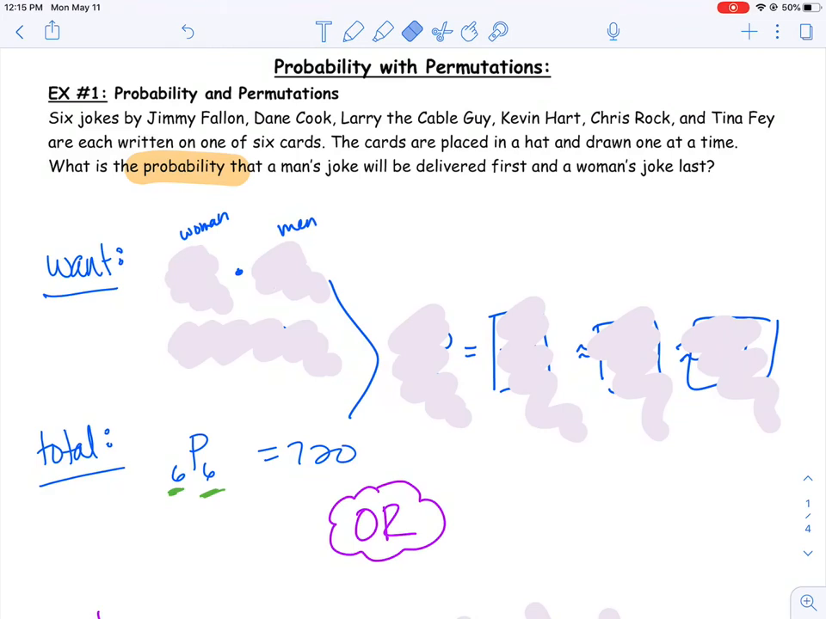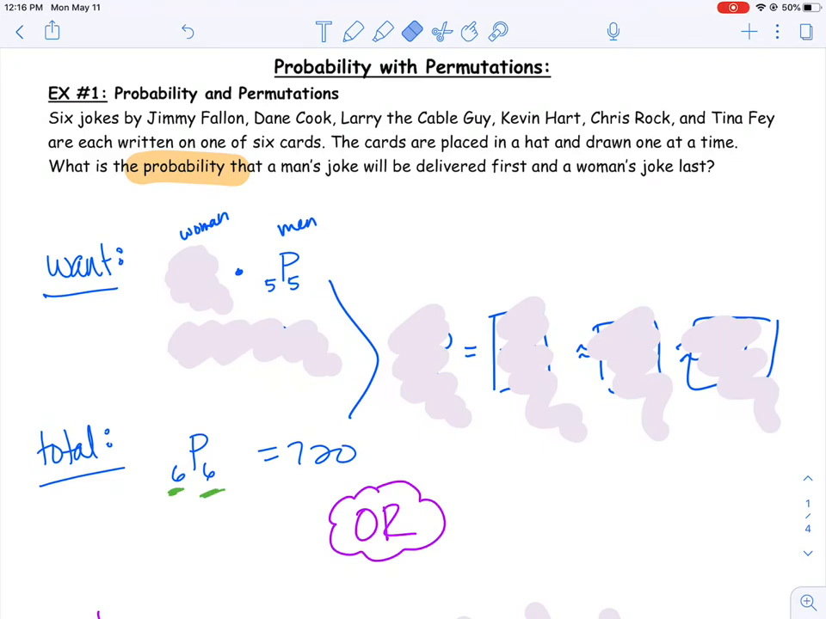So order still matters, right? A man can go first and be a different man depending on who you pick first. And so this is still a permutation. And so when I'm thinking about the men, how many different total men do we have? Well, we have 5 of them, right? And how many men are we going to eventually pick? Well, we're going to pick all 5 of them eventually.